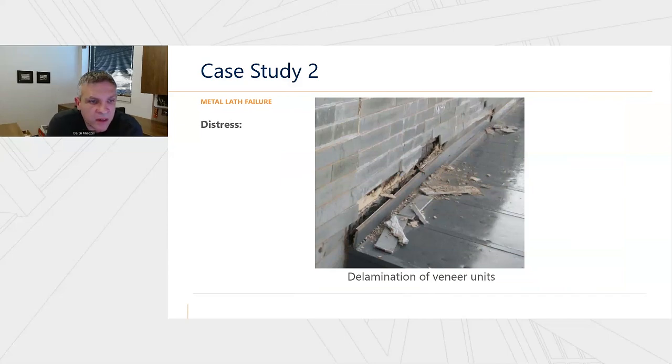Now, a second case study, this one's on metal lath failure. So in this particular project, we saw widespread delamination of veneer units on a two-story building in a freeze-thaw environment. There were initial reports that individual units had failed and debonded after about 5 years in service, but at 10 years in service at the time of our investigation, these units were coming off in sheets.